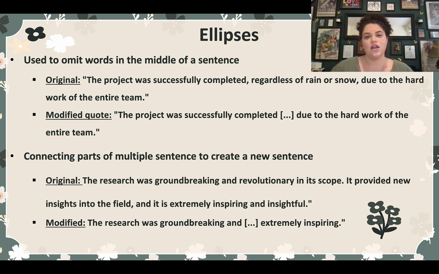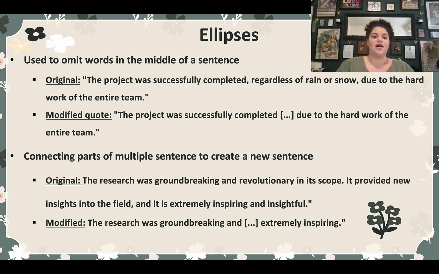Another reason we would use ellipses is to connect parts of multiple sentences to create a new sentence. So in the first example, we weren't connecting multiple sentences. We were just removing an irrelevant part from a single sentence, which is great. You can definitely use ellipses for that, but you can also use it to connect parts of multiple sentences to make one sentence. Let's take a look at the second example.